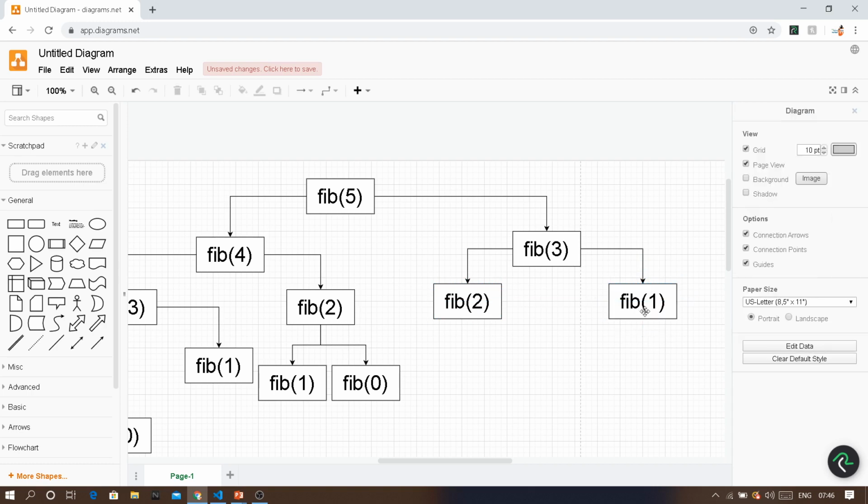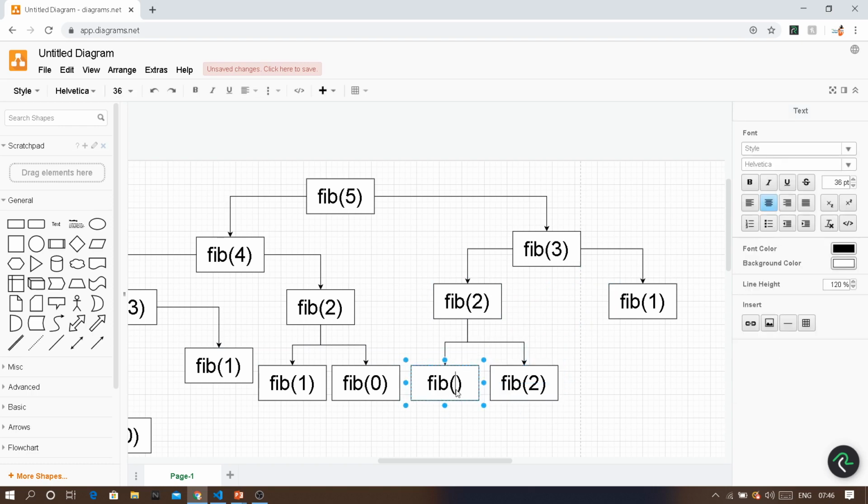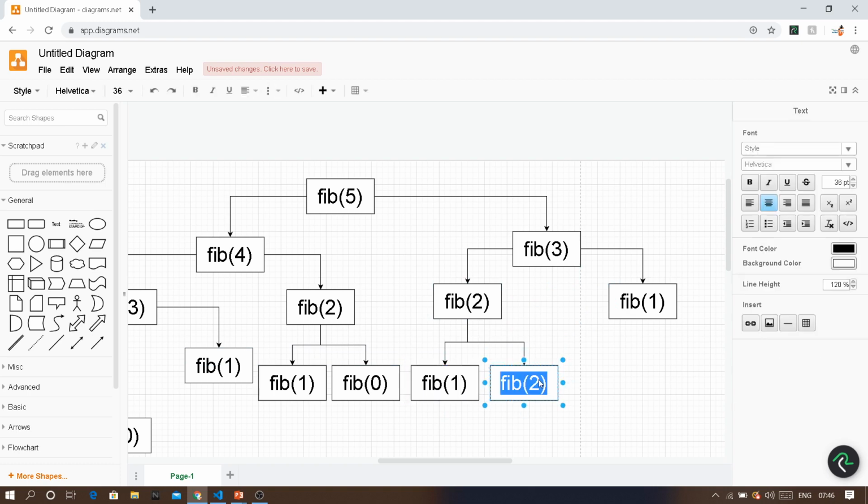Okay, so now Fibonacci of 1 is a stopping condition, so we stop here. Coming to Fibonacci of 2, we can expand it further because it has not yet reached its end point. So we'll be expanding Fibonacci of 2 further. This is equal to Fibonacci of 1 and Fibonacci of 0, both of which are stopping conditions, so we are going to stop here.